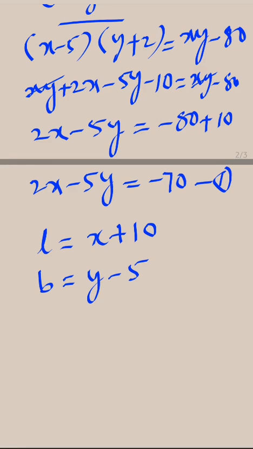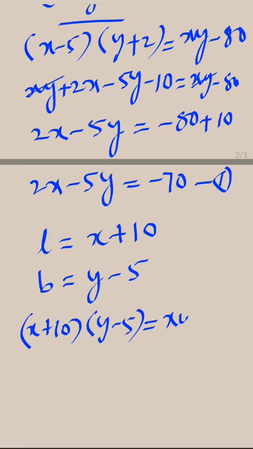Now what will be the area? The change in area is that the area is increased by 50 square units over the first area. Again, we find the area of the second situation: x plus 10 into y minus 5, length into breadth. That equals the original area xy, increased by 50, that is xy plus 50. Now these two are equal.